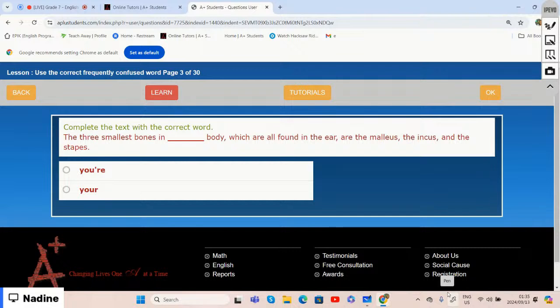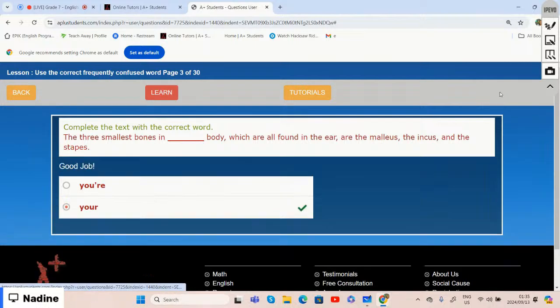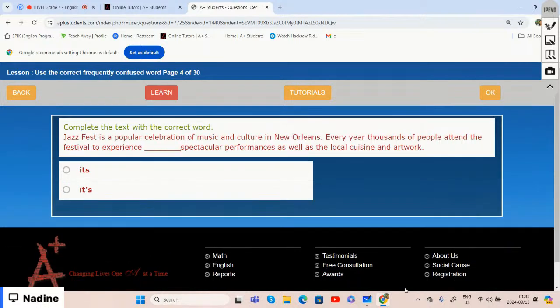So we now need to complete the text with the correct word. So the three smallest bones in your body. Yes, well done. Your is correct. And if you look at both of those words, can you see that they are almost the same? It's spelled almost the same. It even almost looks the same. But the meanings of those two words are different.